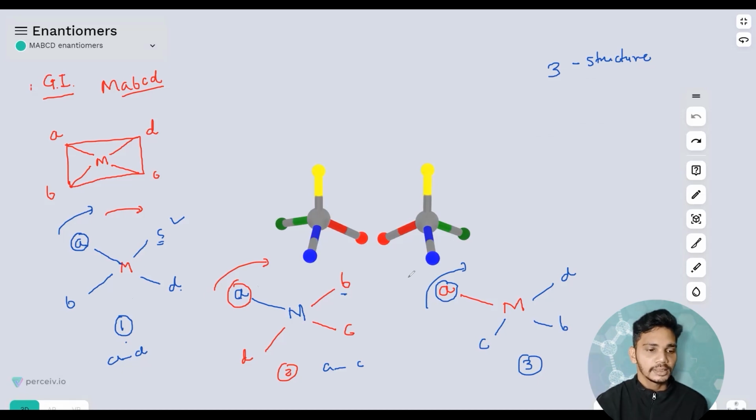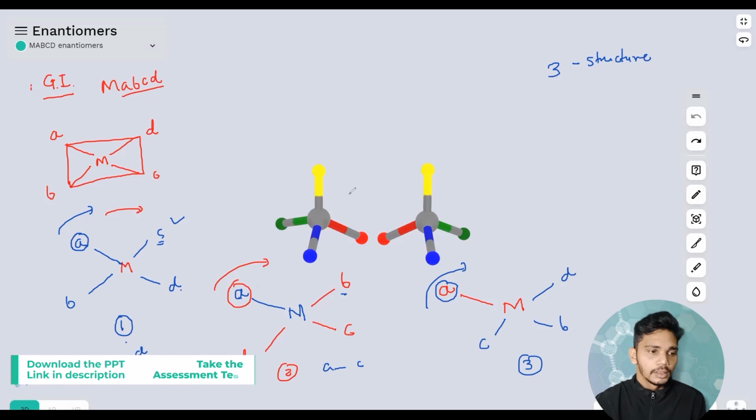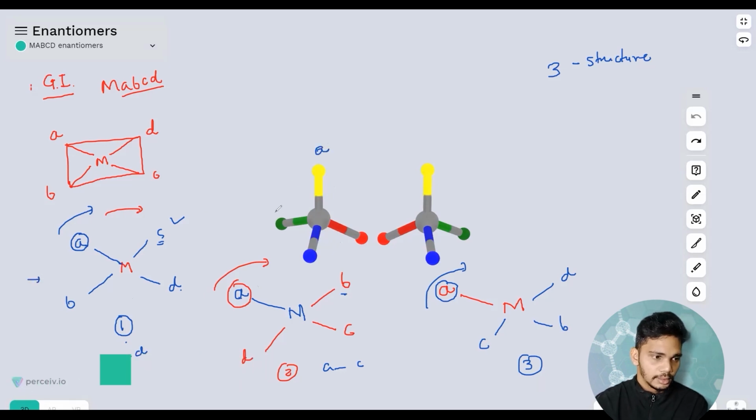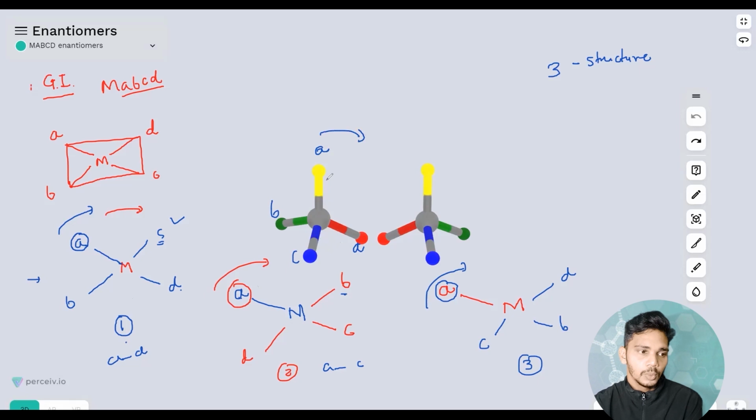Now we know that the 3 structures are there, correct, and they are going to show the square planar geometry again. So with the help of these structures, let's talk about the first structure. This is A, this is B, this is C, and this is D. If I'm rotating anti-clockwise, what is going to happen? A is fixed. A has to be fixed over here. So what is going to rotate? B has to come into the place of what?